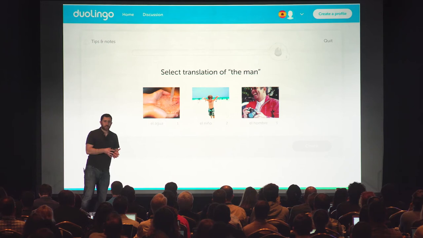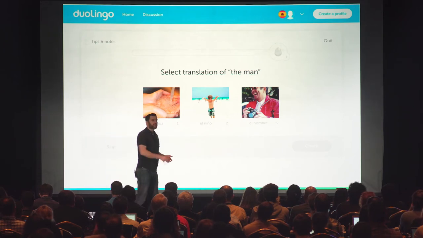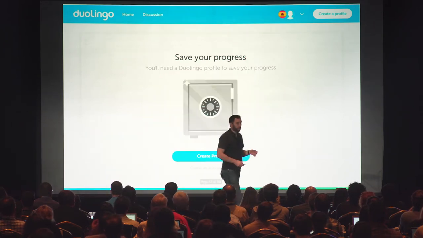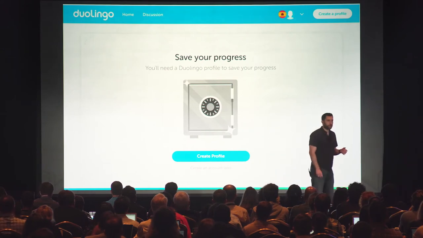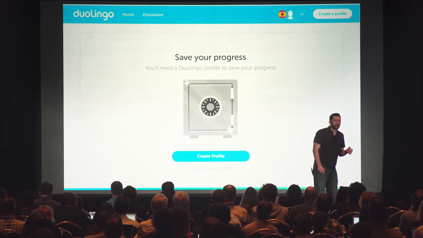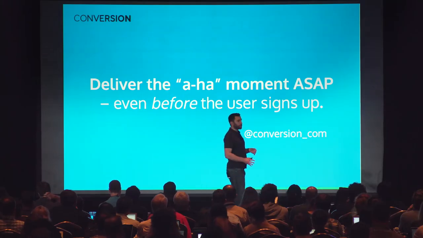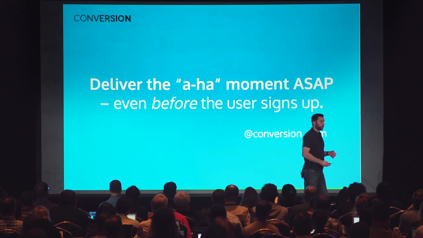But they're starting to get you to use a product. They're showing you, this is how it works. This is how simple it is. And then after a couple of minutes, they say, maybe you should save your progress. Nobody comes to your website because they want to register or because they want to sign up. They want to get that benefit, that end result. And so Duolingo is positioning this as a benefit. They're positioning this in line with your motivation. And so that's why they can make it very easy for people to sign up, and they will willingly do so. So deliver that aha moment as quickly as you can, and ideally before the user signs up.